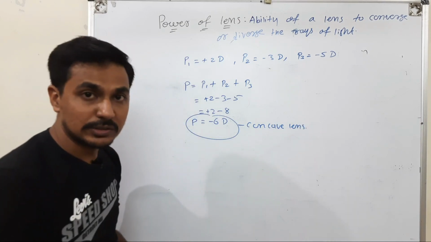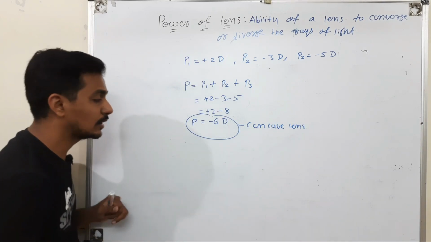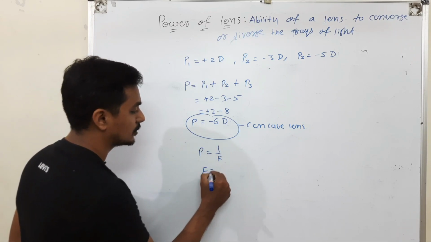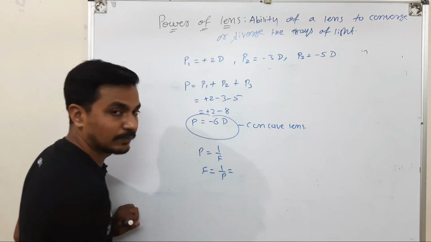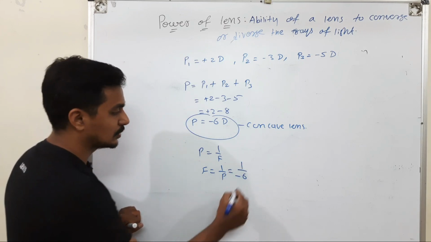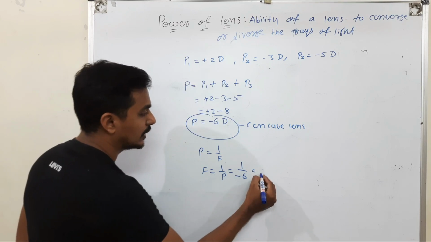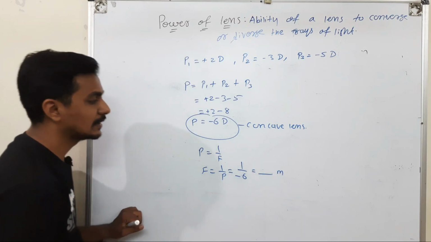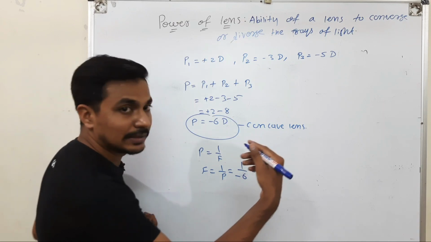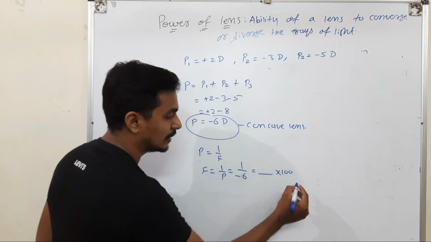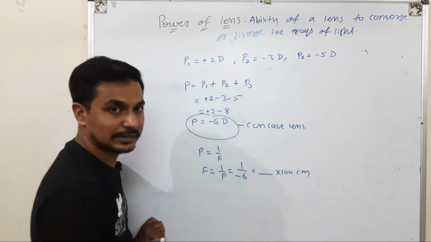And it may also ask what is the combined focal length. So we know that P is equal to 1 by F, so F is equal to 1 by P. So 1 by minus 6. If you solve this, you will get the answer in meter, so 1 by 6. But if you want to convert it into centimeter, then just multiply that answer by 100. So you will get the answer in centimeter.